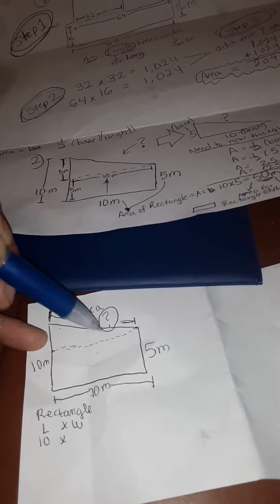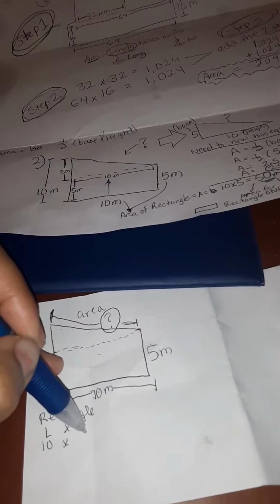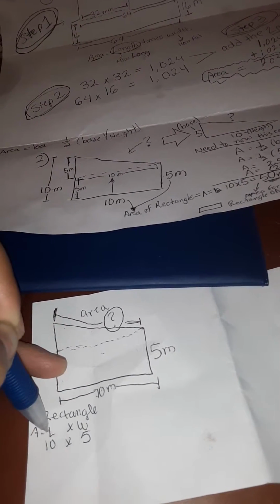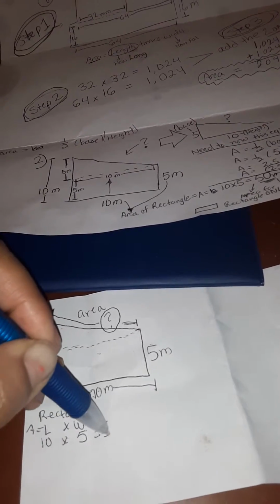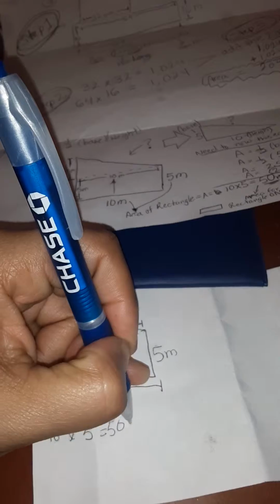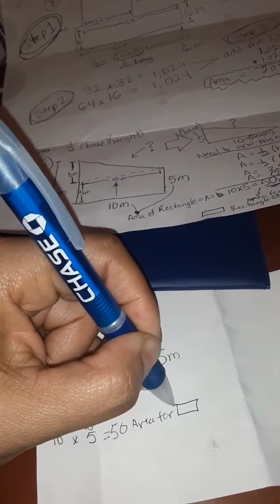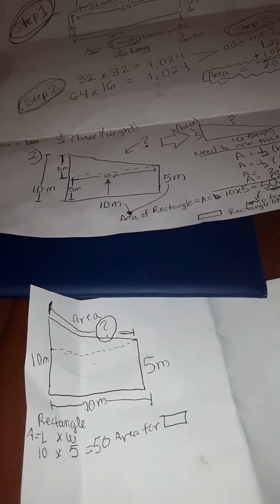Forget the triangle for now. I'm going to worry about my rectangle. So the width is 5, and area equals length times width. So 10 times 5 equals 50. So that's the area for the rectangle. Okay, now we have to worry about the harder one, which is the triangle.